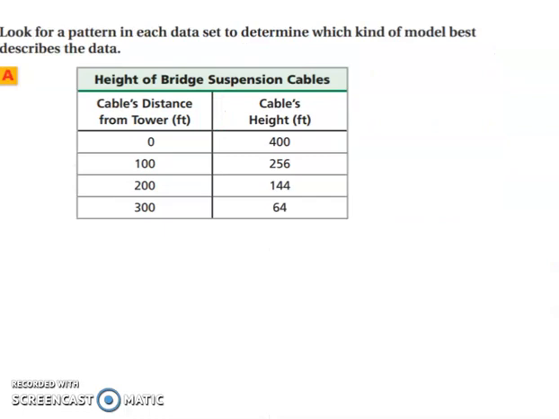Look for a pattern in each data set to determine which kind of model best describes the data. Again, we're looking for linear, quadratic, or exponential. Well, let's see. Do we have any change in our x's, or in the cable distance from tower? Going from 0 to 100 real quick. 100 to 200, 200 to 300. Yeah. So I have a change of 100, which is great. Do I have any changes in my y? Going from 400 to 256, 256 to 144, 144 to 64.